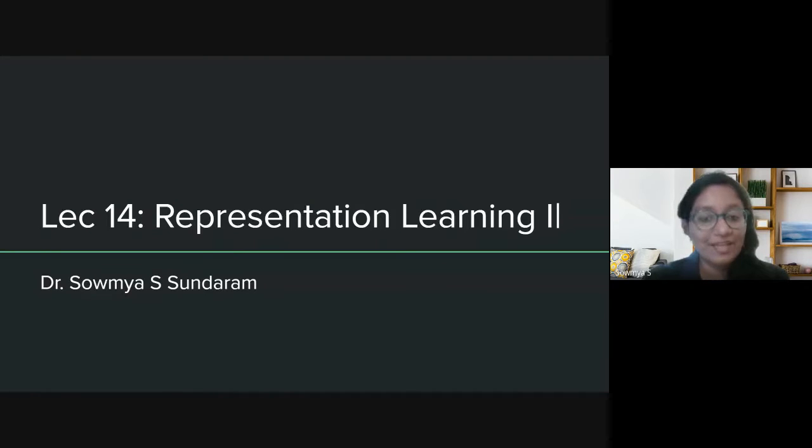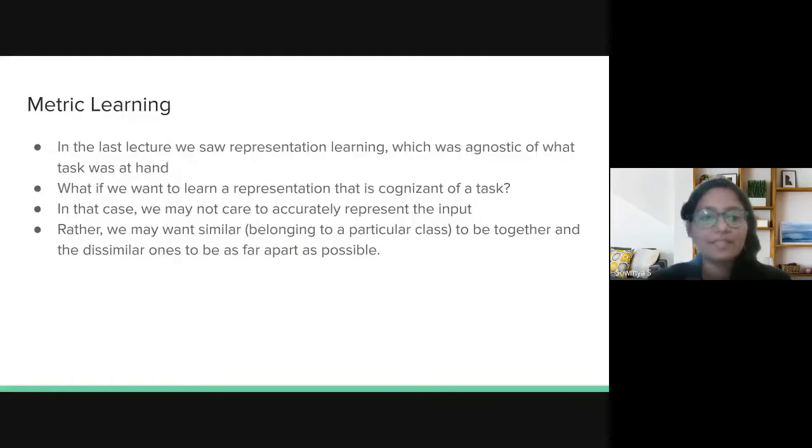Hello. So last lecture, we saw the first representation learning discussion. This is the second one, and there'll be a third one in the next week. In this, essentially, we are going to look at metric learning. Now, what do we exactly mean by metric learning, and why is it a representation learning type?